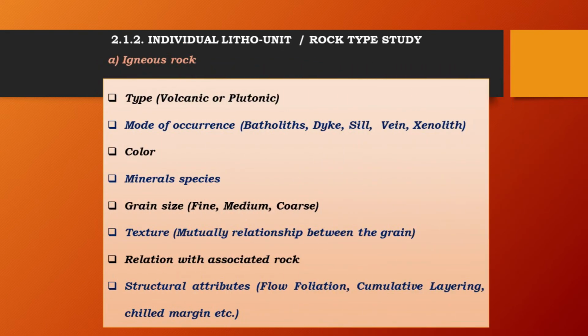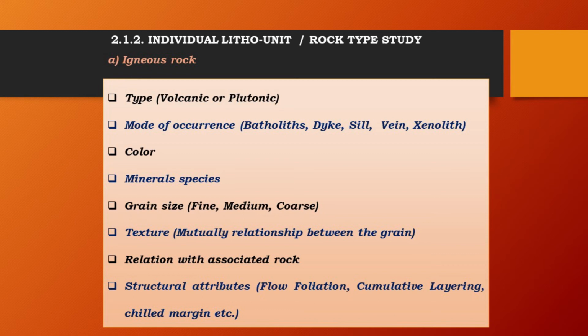After the outcrop study, we should go for the study of individual litho-units or rock types. If the rock is igneous, then we should observe what type of rock it is, whether volcanic or plutonic, and how it occurs, like in the form of batholith, dikes, sill, vein or xenolith.